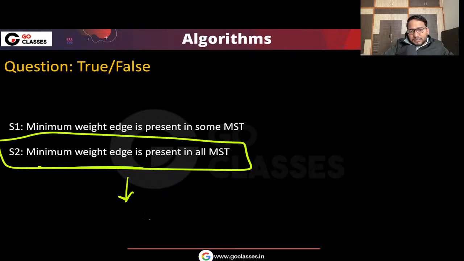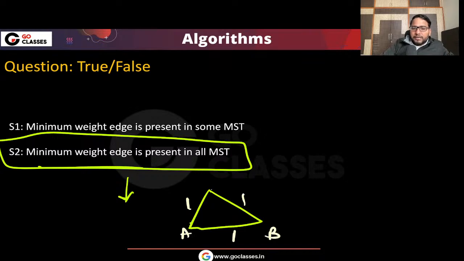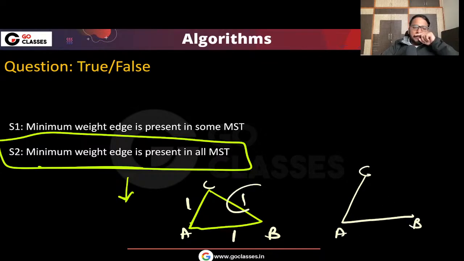This is false if the edge weights are basically the same. Let's suppose this is minimum. If this is the case, then the minimum is not part of all MSTs, because you anyway have to leave out one. So it might be the case that A, B and C are connected like this. This is minimum, still this is not a part of all MSTs. So hence this is false. It is a part of some MST.